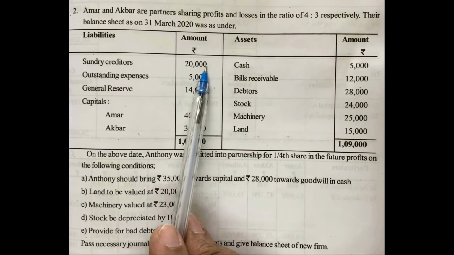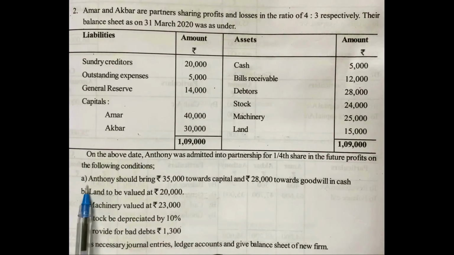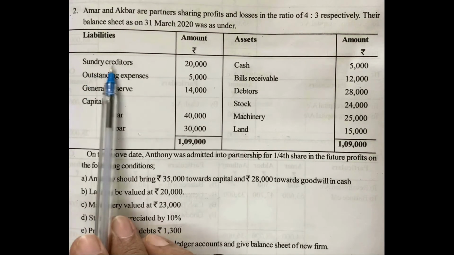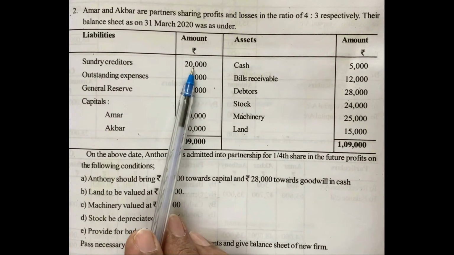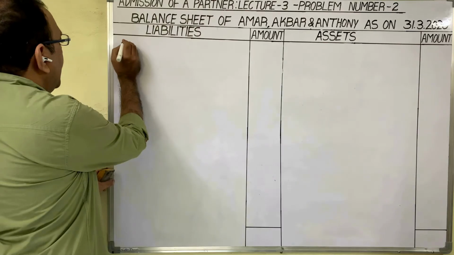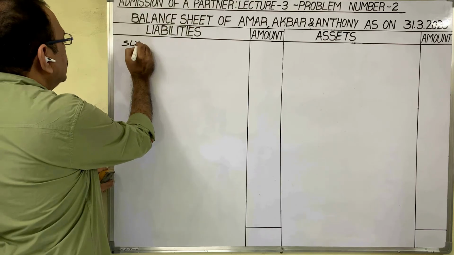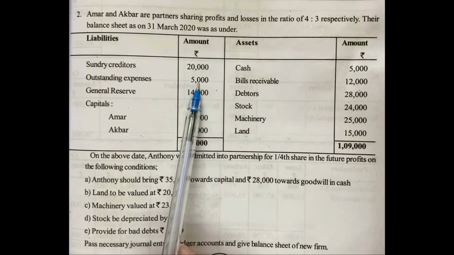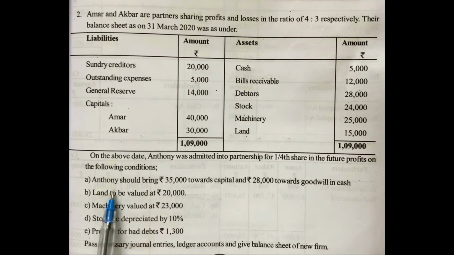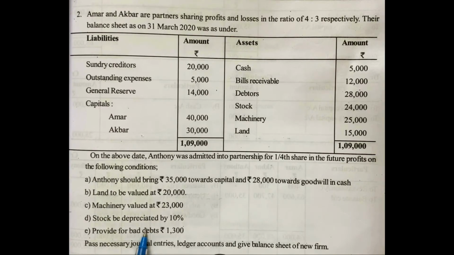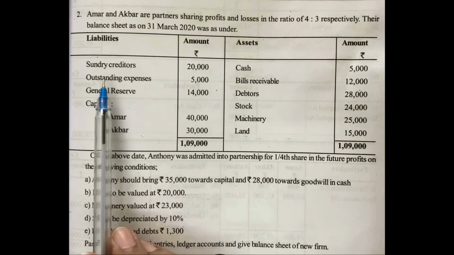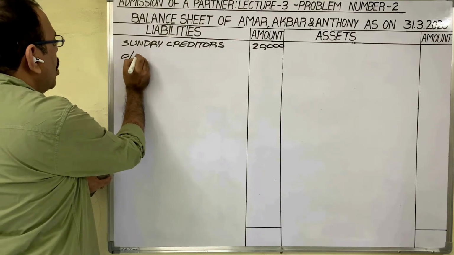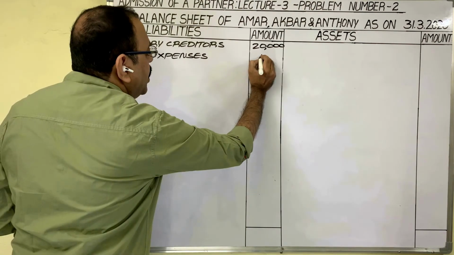Sundry creditors 20,000 rupees. Related to sundry creditors, there is no additional information. As no adjustment is given, sundry creditors 20,000 we have to show directly on the liability side of the new balance sheet, in the amount column. Next come to outstanding expenses 5,000 rupees. There is no additional information, therefore under the liability side, outstanding expenses 5,000 we directly take.